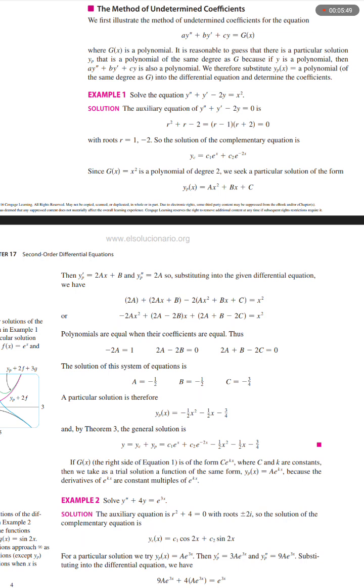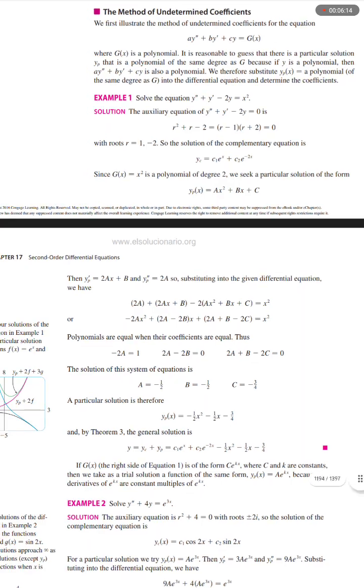We therefore substitute y sub p of x equals a polynomial of the same degree as G into the differential equation and determine the coefficients. Example 1. Solve the equation y double prime plus y prime minus 2y equals x squared. Solution.